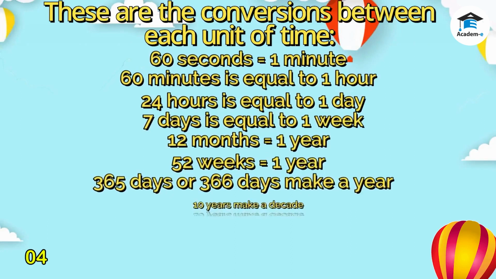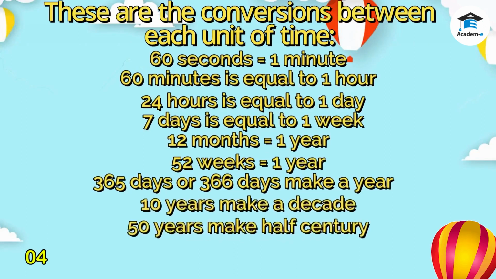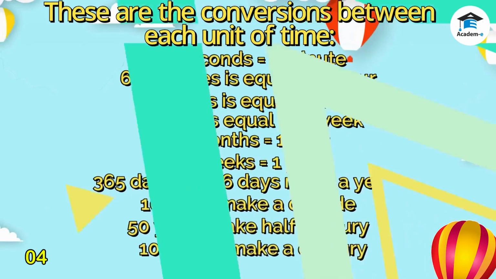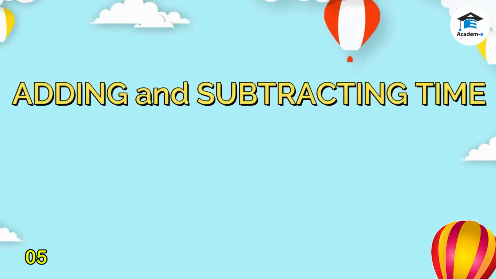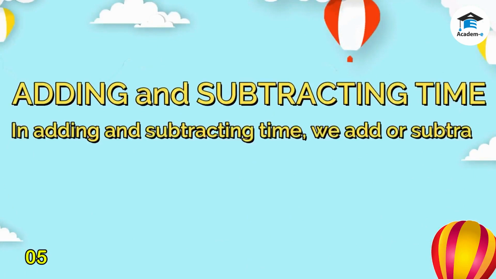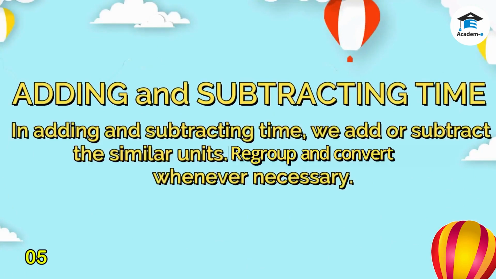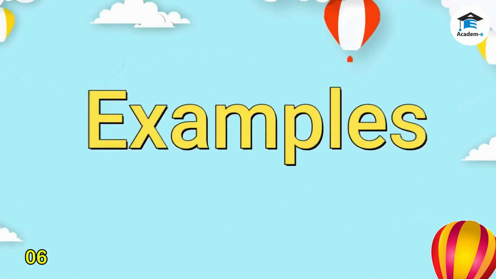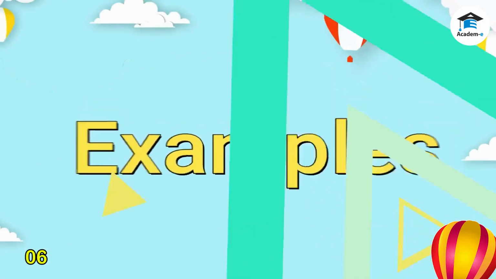10 years make a decade. 50 years make half century. 100 years make a century. Adding and subtracting time. In adding and subtracting time, we add or subtract the similar units. Regroup and convert whenever necessary. Let's study the following examples.